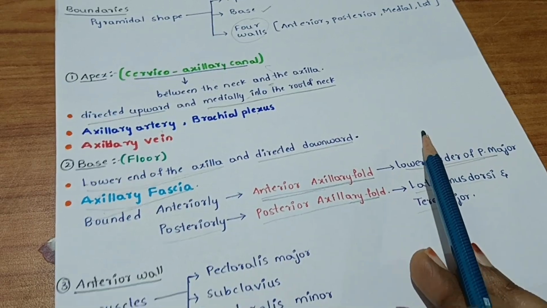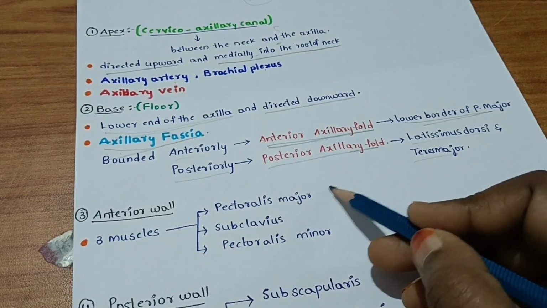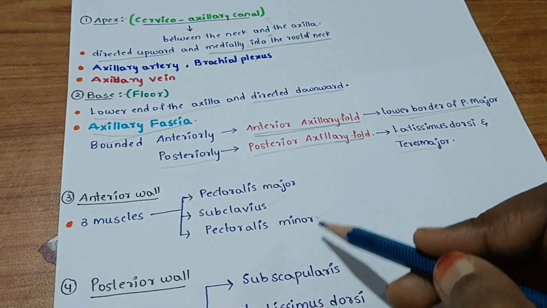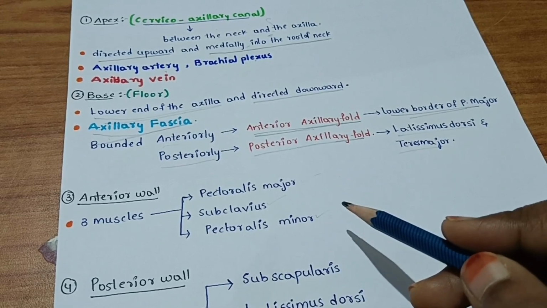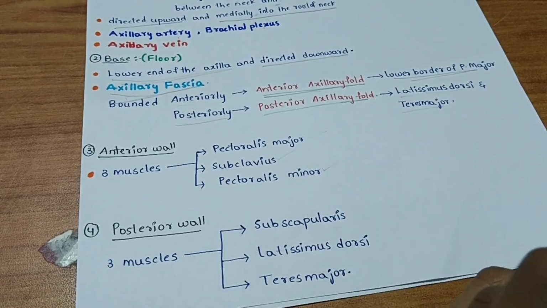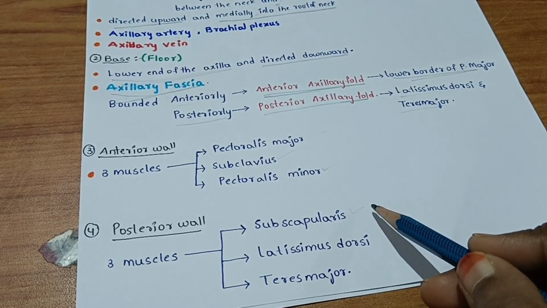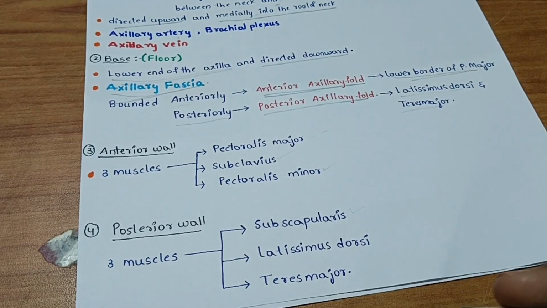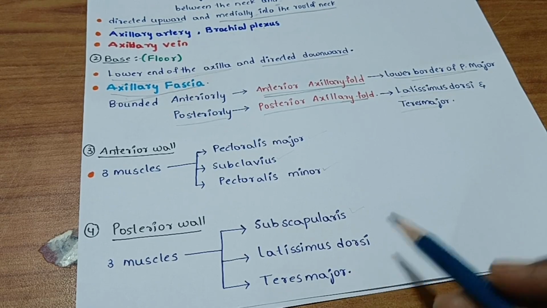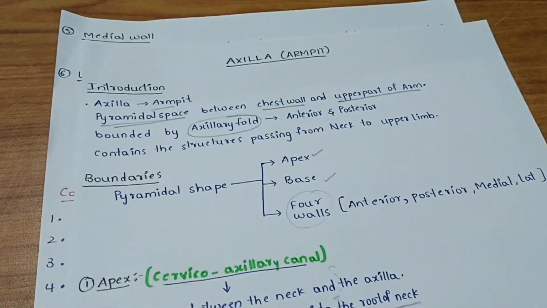Now the anterior wall is formed by three major muscles: pectoralis major, subclavius and pectoralis minor. These three muscles together form the anterior wall of the axilla. And now the posterior wall is also formed by three major muscles: subscapularis, presented on the costal surface of the scapula, latissimus dorsi, which is the broad muscle in the back, and teres major. These three muscles together form the posterior wall.